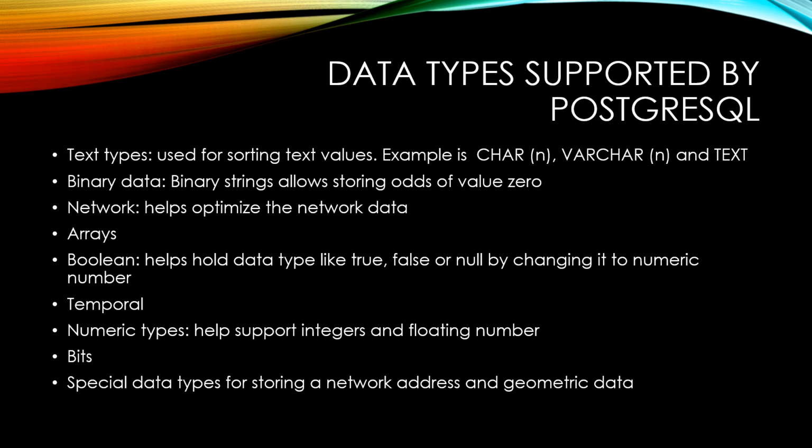So we are going to talk a little bit about different data types that are supported by Postgres. We have the text type. The text type is used when you're trying to store text variables using the char variable, where you're looking at the actual text itself, the varchar and the text.